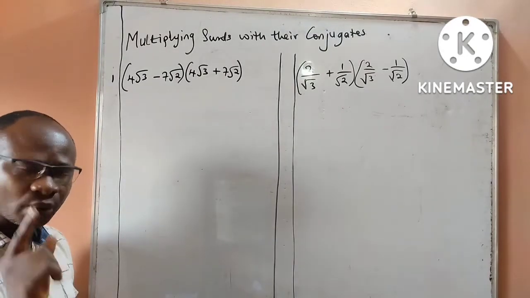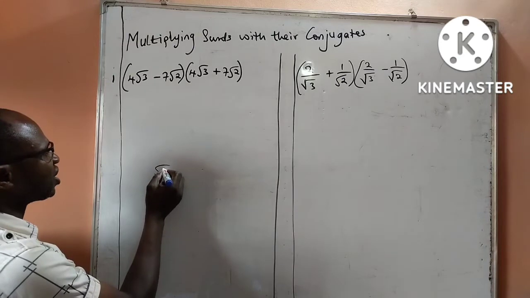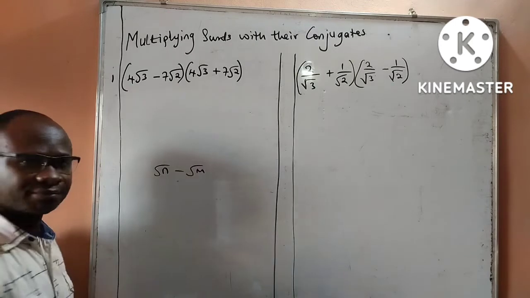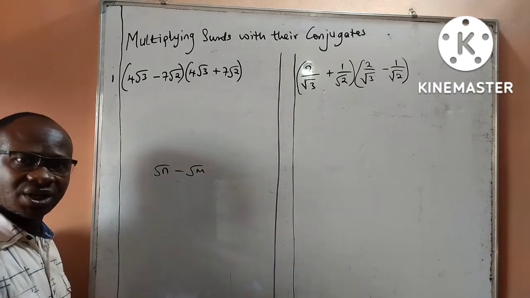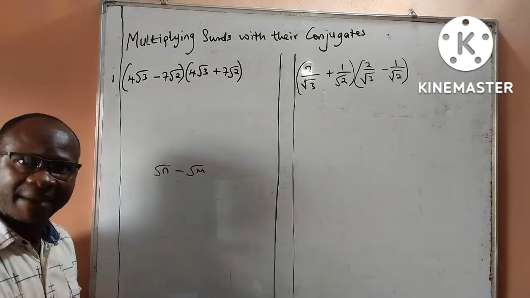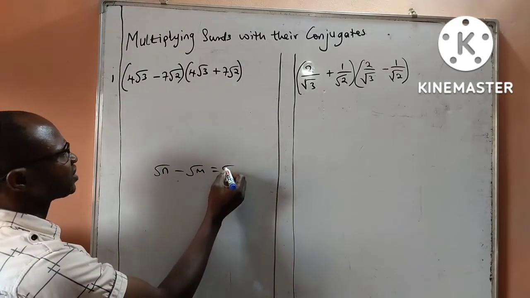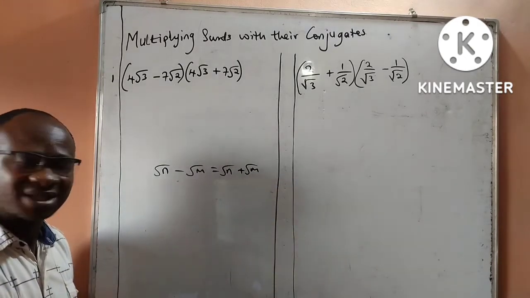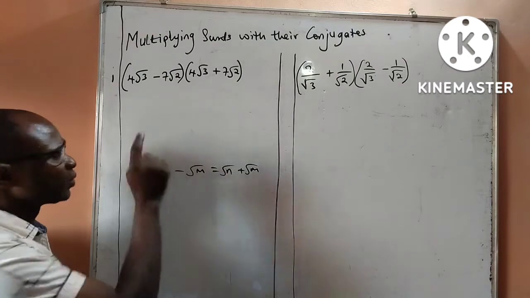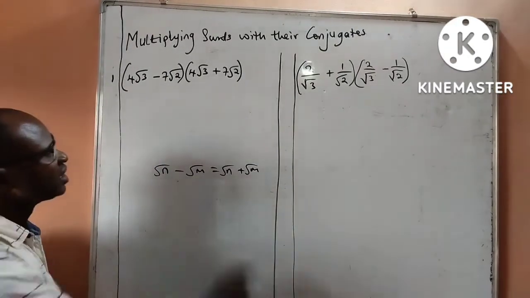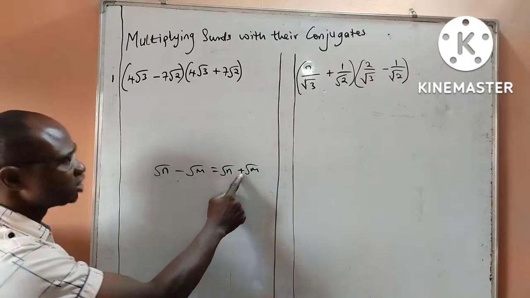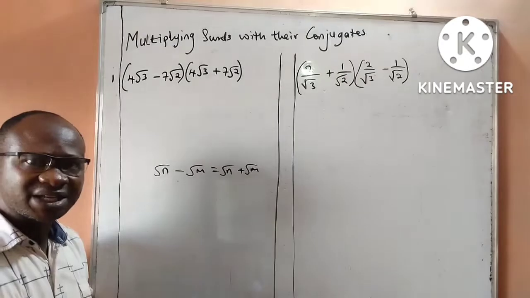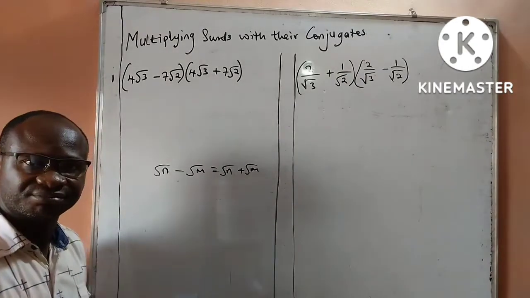And by conjugate, what we mean is, if we are given root n minus root m, the conjugate of root n minus root m is equal to root n plus root m. What it means is simply changing the sign in between the two surds. Alright? If it is minus, we change it to plus. And when plus is given, we change it to minus. That is how we can conjugate a surd.